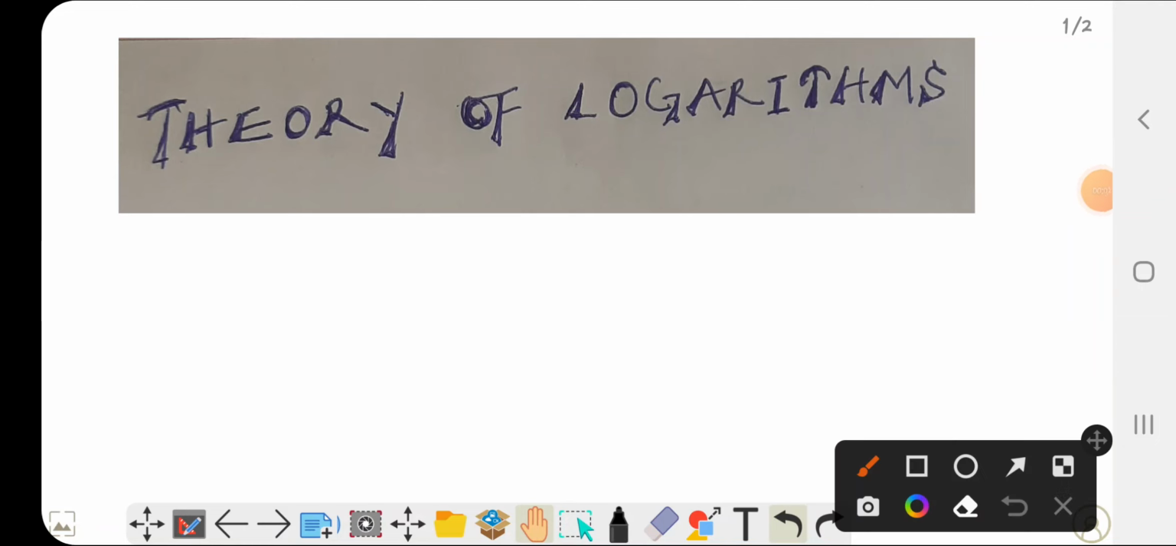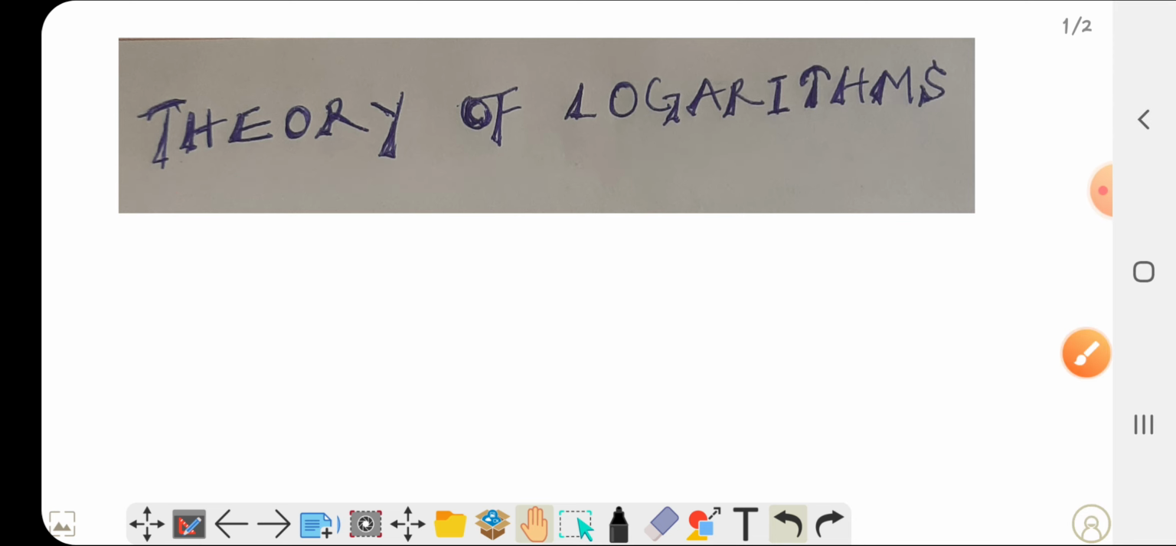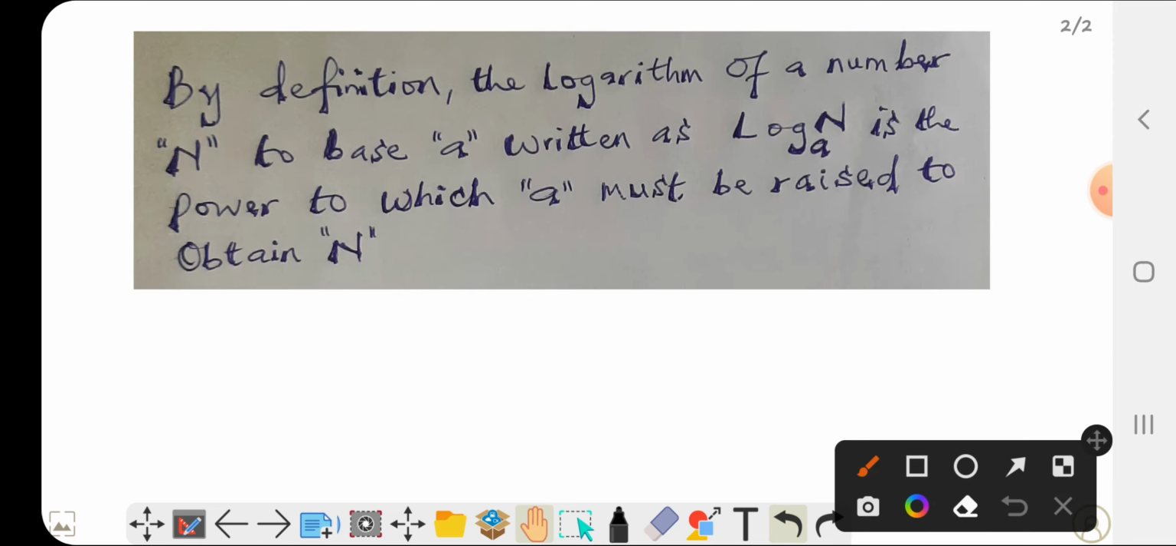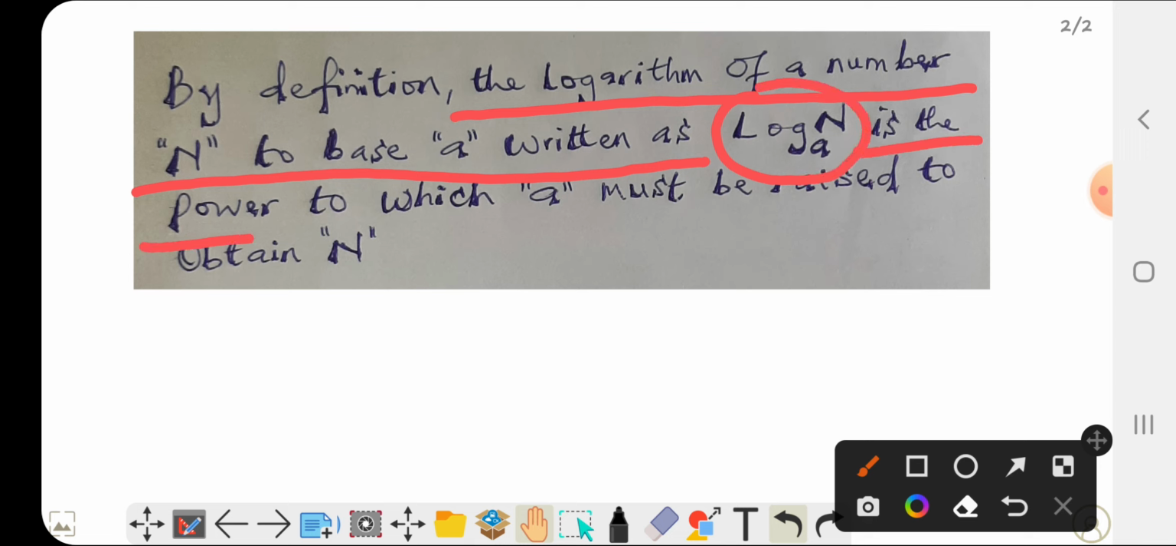Okay, so let's take a look at the theory of logarithms. By definition, we know that the logarithm of a number n to the base a, written as log n to the base a, is the power to which a must be raised to obtain n.